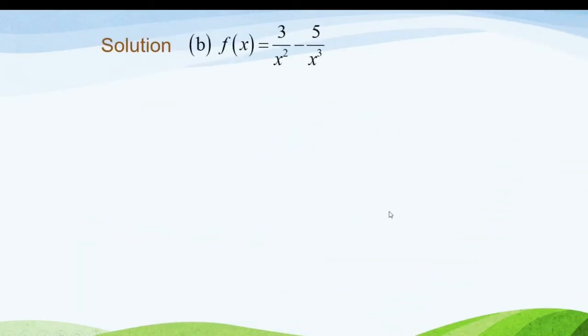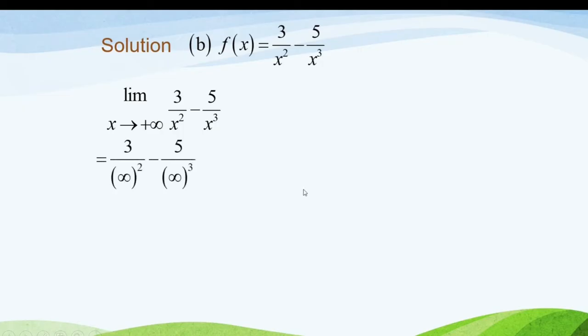Okay, for question B, f(x) equals 3 over x squared minus 5 over x cubed. Let's see the limit as x approaches positive infinity of 3 over x squared minus 5 over x cubed. Substitute infinity, we get 3 over infinity squared minus 5 over infinity cubed. We simplify, we get 3 over infinity minus 5 over infinity. 3 over infinity is 0 and 5 over infinity is 0. 0 minus 0, the answer is 0.